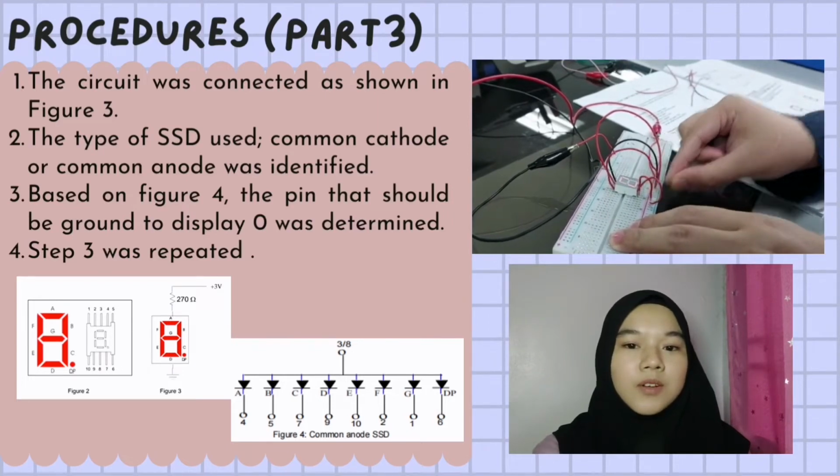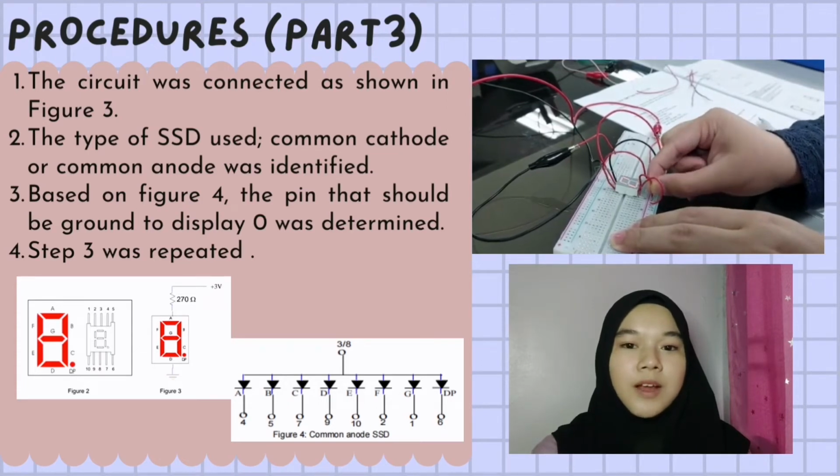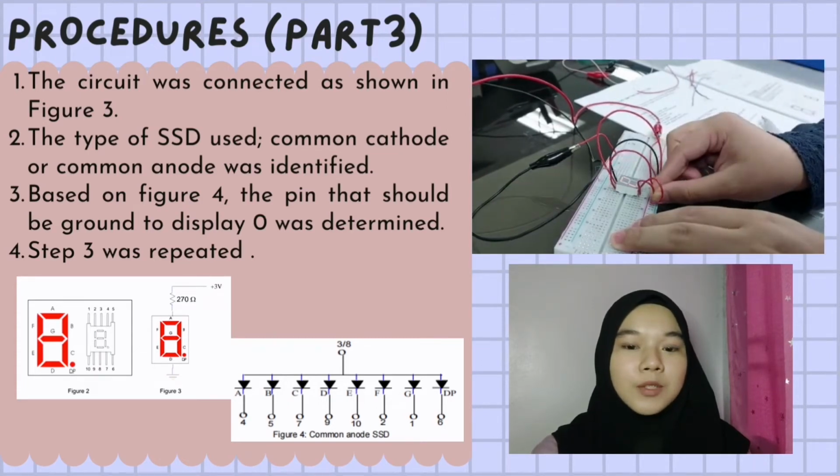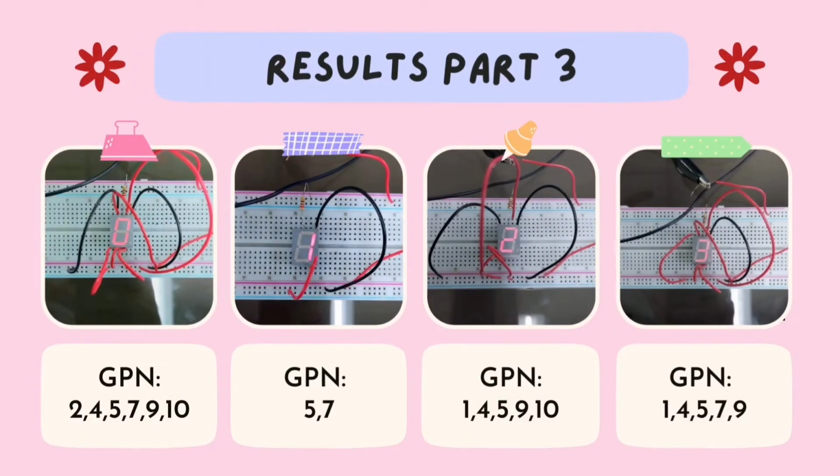Next, the pin number was written down in table 2. Step 3 was repeated to display the other numbers listed in table 2. And this is the result obtained for part 3.